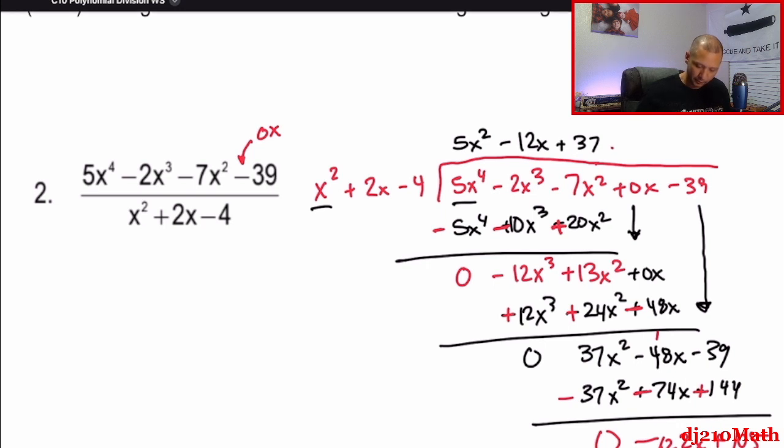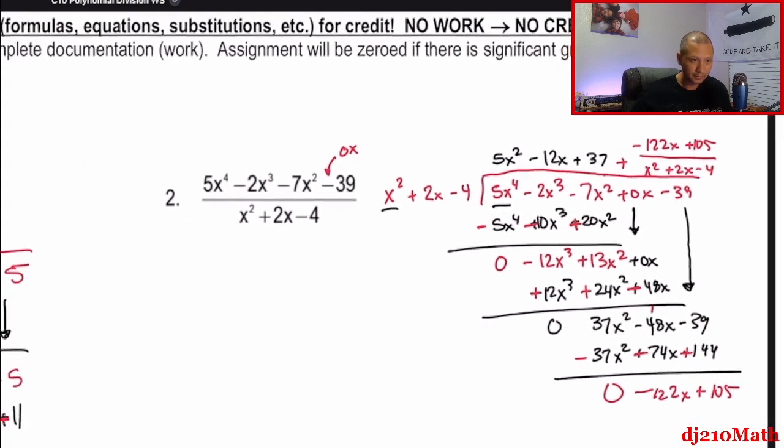So it's going to be plus negative 122x plus 105 all over x squared plus 2x minus 4. Okay, hopefully that matches the key.